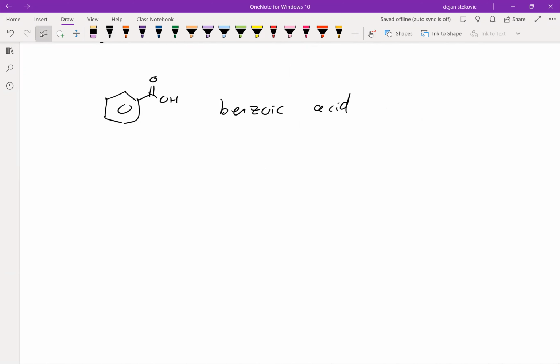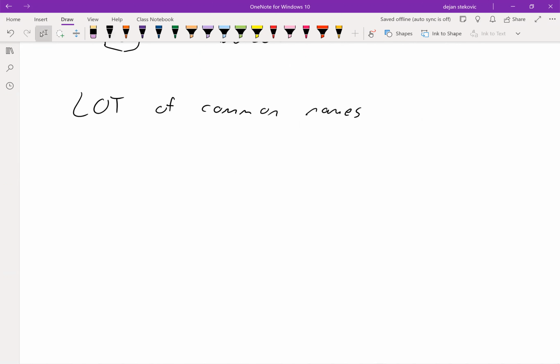But like I said, there are a lot of common names. And then these common names are going to be used for the derivatives as well. So we're not going to learn all the common names, but we're just going to learn the first 5. So in this case, I want you to know both the IUPAC name and the common name.